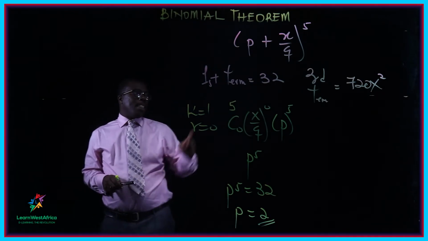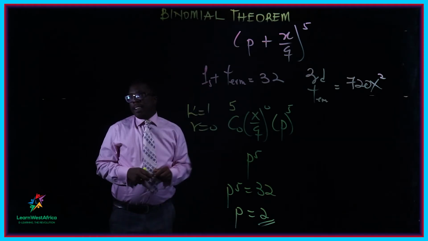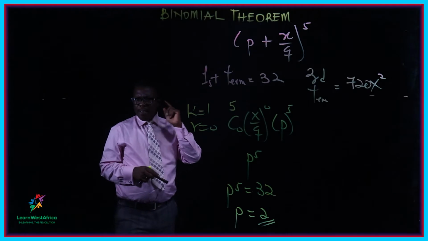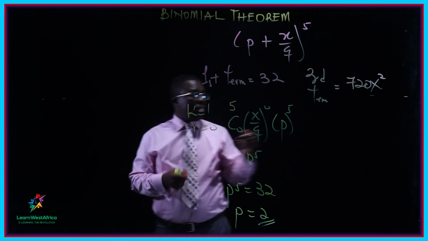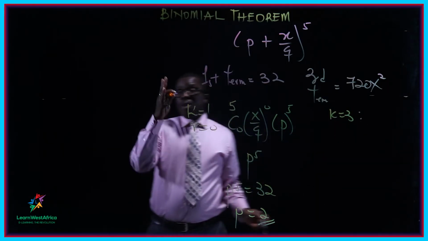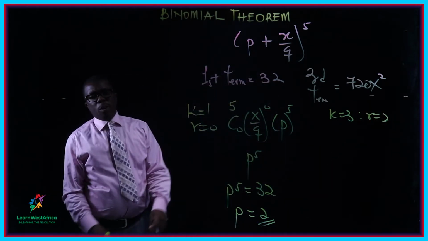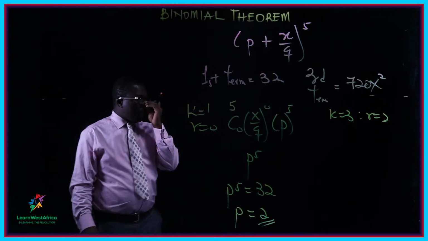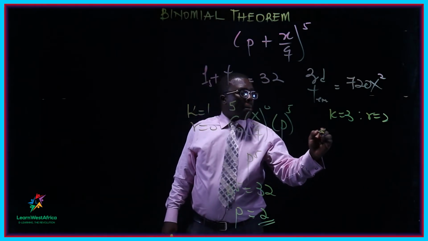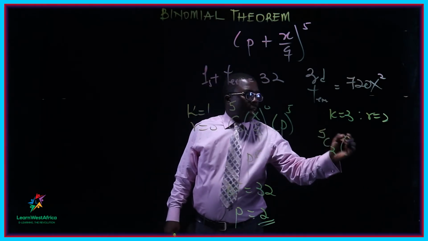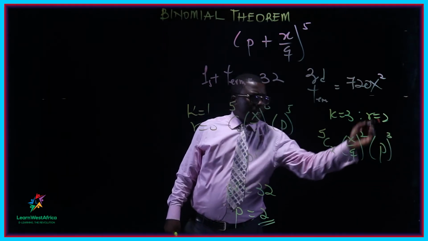All right, so it says that your third term is 720x squared. Okay, so let's go there and find our third term. How do you find our third term? Remember, with your third term, your k is equal to 3, and hence your r, which is one step behind your k, will be 2. Okay, so what do we do then? We just use our binomial formula again to find that out. This is going to give you 5 choose 2, (x over q) all squared, then you have p raised to the power 3.